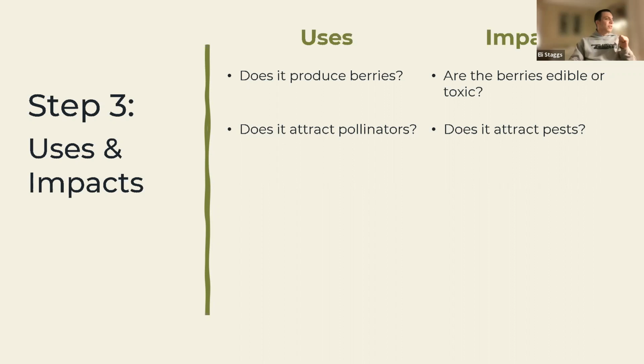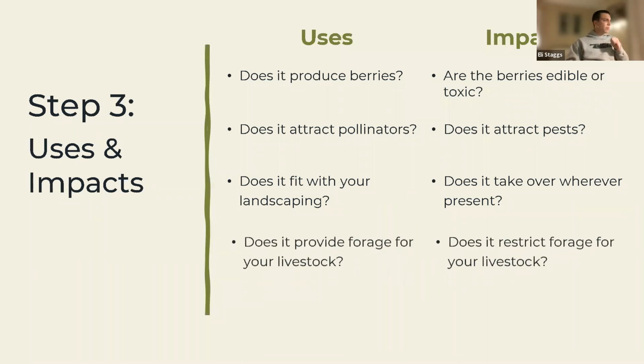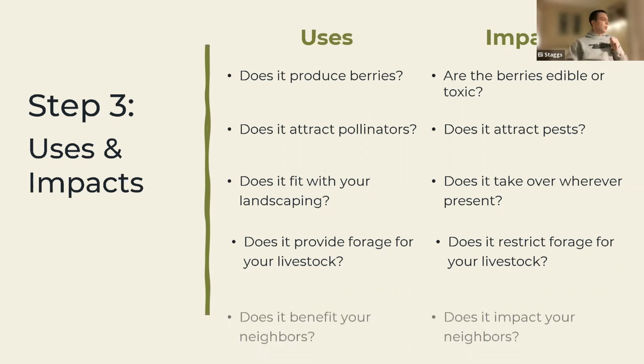And we can find out, does the plant attract pollinators or does it attract pests? English ivy is great habitat for rats to hang out sometimes, and that's not particularly great. Does the plant fit in with your landscaping, or does it take over wherever you've planted it? Does this plant provide forage for your livestock out in fields, or does it restrict forage for your livestock? Does it impede their access, or is it dominating the desirable foliage that you want them to be grazing on?